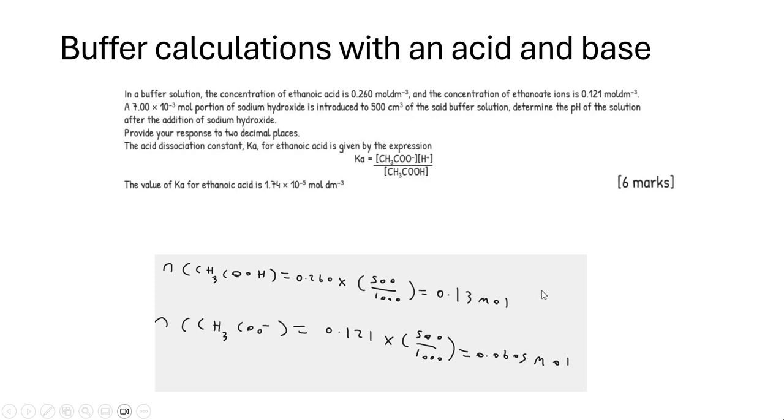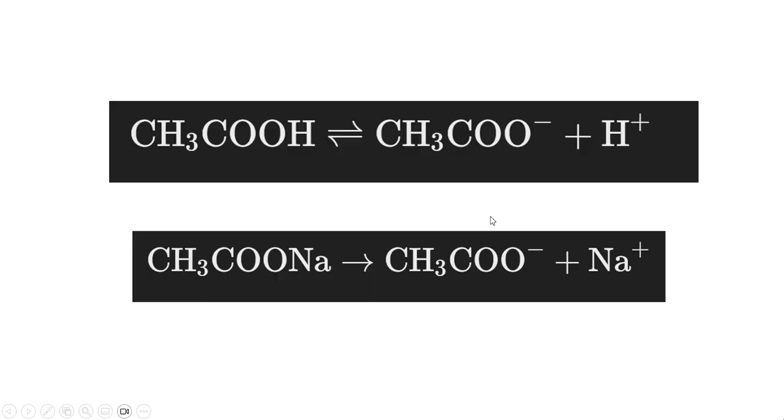Now, let's think about what's going to happen when we add the OH minus, the sodium hydroxide. Remember these two equations from earlier. If I add sodium hydroxide, it's going to react with H plus, and hence the equilibrium is going to shift to the right to replenish the H plus. So the concentration of ethanoic acid is going to decrease, and the concentration of stuff on the right is going to increase to keep that buffer. So CH3COO minus is going to increase by the same amount of moles as the sodium hydroxide, and the CH3COOH is going to decrease by the same amount of moles of sodium hydroxide.